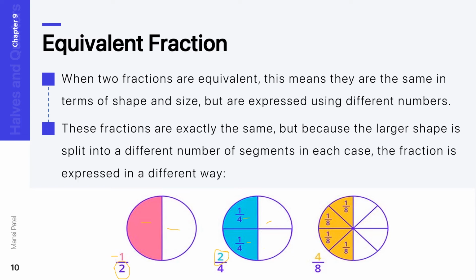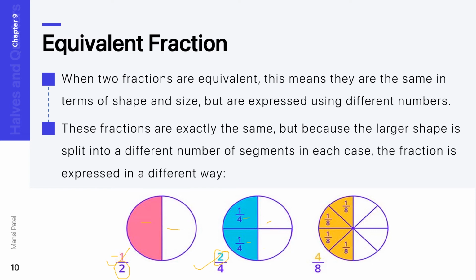So you can just compare figure 1 and figure 2. In both figures, the numbers are changed, but the shaded portion in both figures is the same. So we can say that 1 upon 2 and 2 upon 4 are equivalent fractions. Why are they equivalent fractions? Because they occupy the same part of the circle.